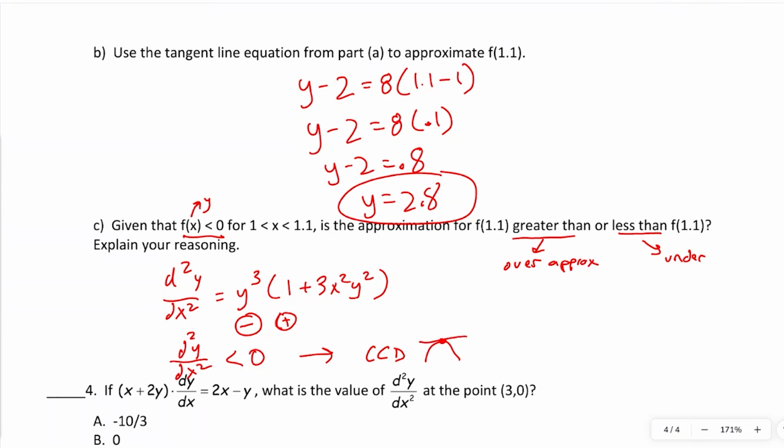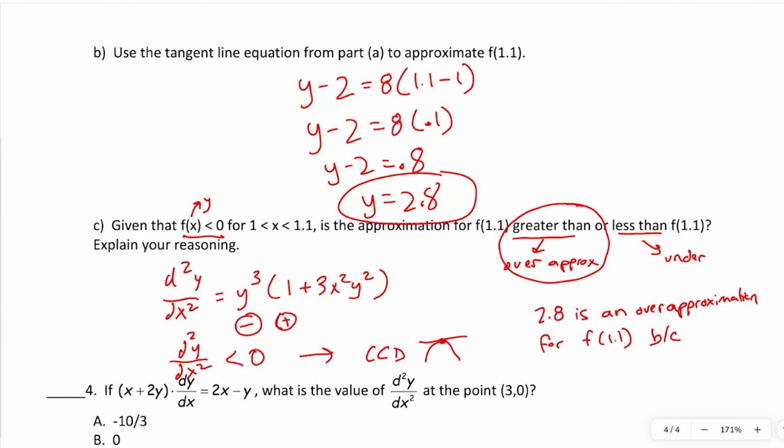So if the second derivative is negative, this is a situation where the function's concave down. And if it's concave down, our estimate is going to be an overestimate. So that means that the approximation is an over approximation. Okay, so it's going to be greater than. So I'll say 2.8 is an over approximation for f of 1.1. And that's because the second derivative, or y double prime, is negative.